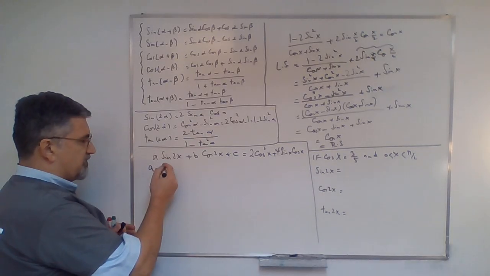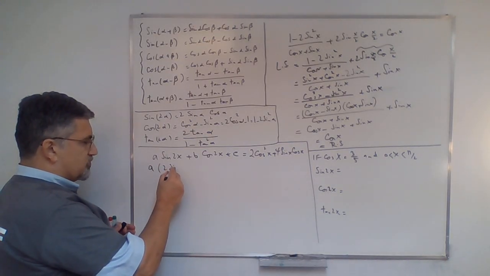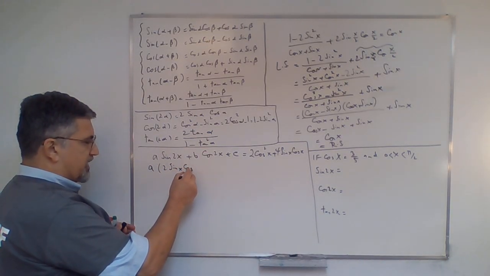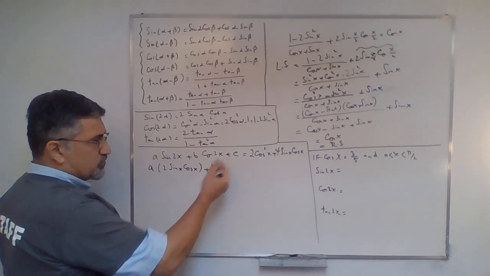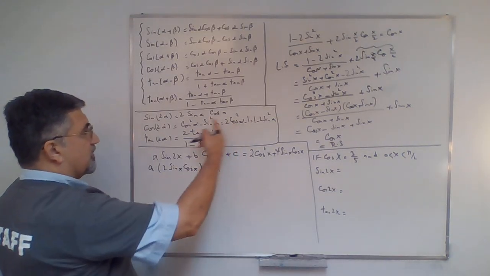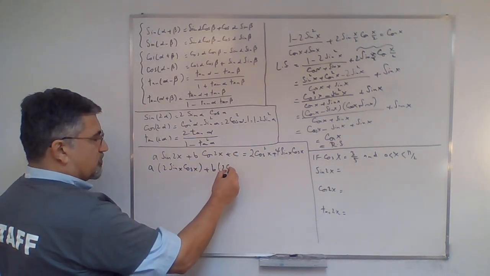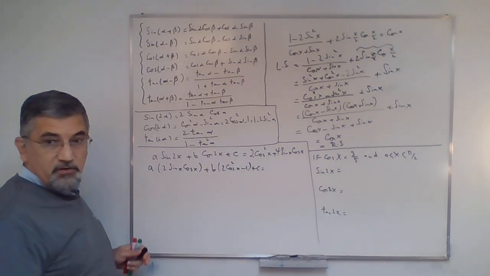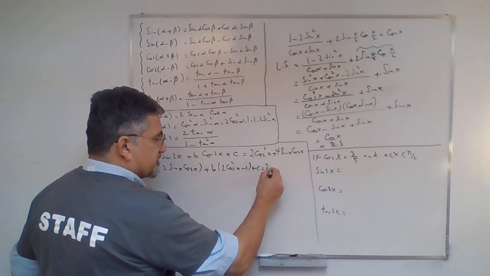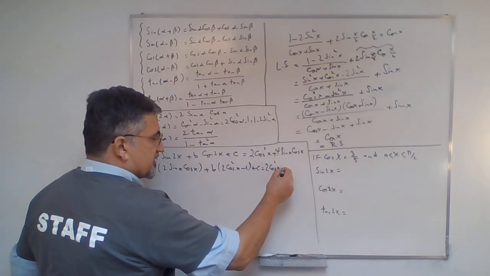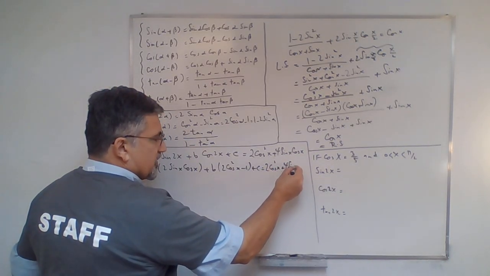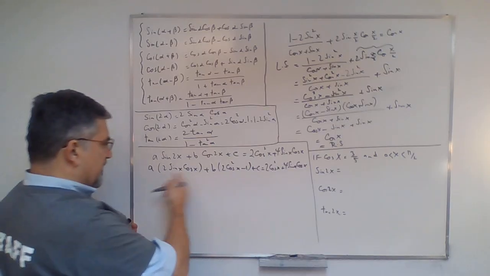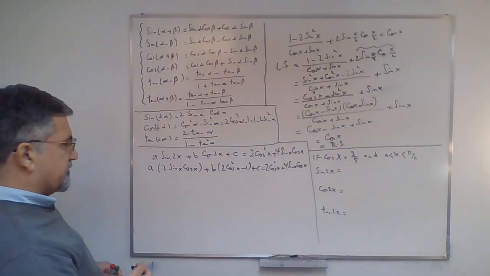So instead of sine 2x, I can write 2 sine x cos x. And instead of cos of 2x, I can write right here 2 cos squared of x minus 1, and then plus c. Okay? And the other side, we have 2 cos squared of x plus 4 sine x cos x. Let's see if we can simplify anything here.